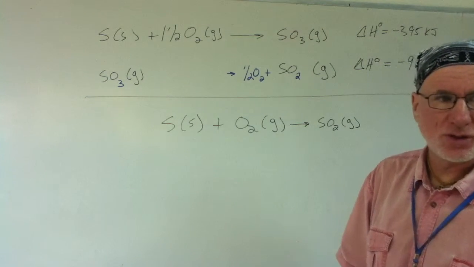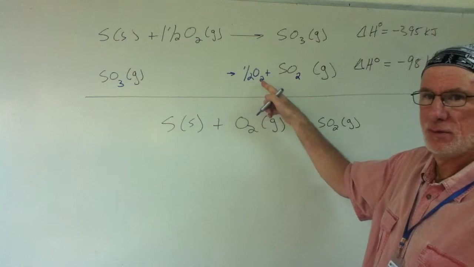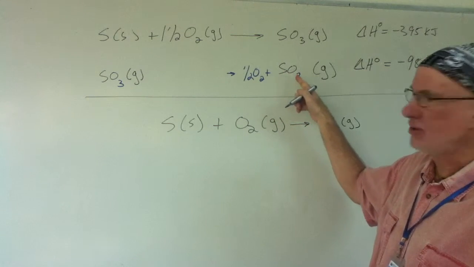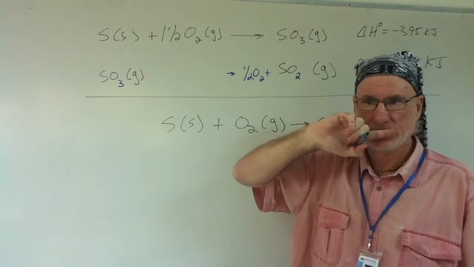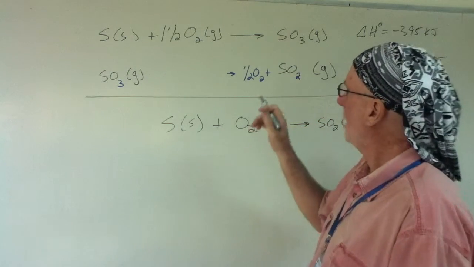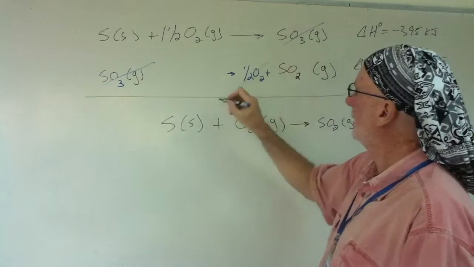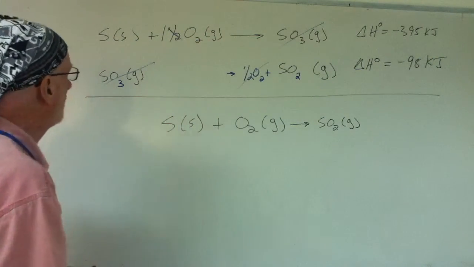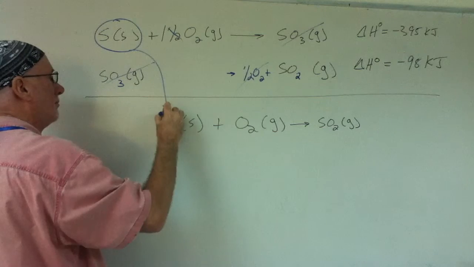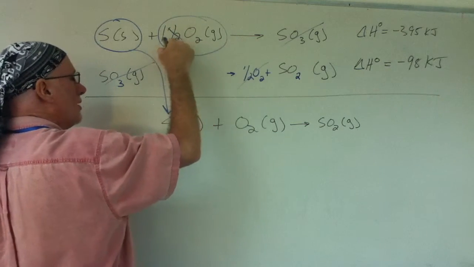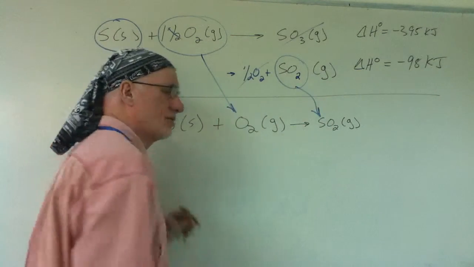Look at your original equation. Wasn't it 1/2 O2 and plus SO2? And then I reversed it. Didn't I? Yes or no? Yeah. So I can go like this, correct? I can go like this. And what am I left with? I'm left with sulfur, I'm left with O2, just one O2, correct? And I'm left with SO2. That's all I did.